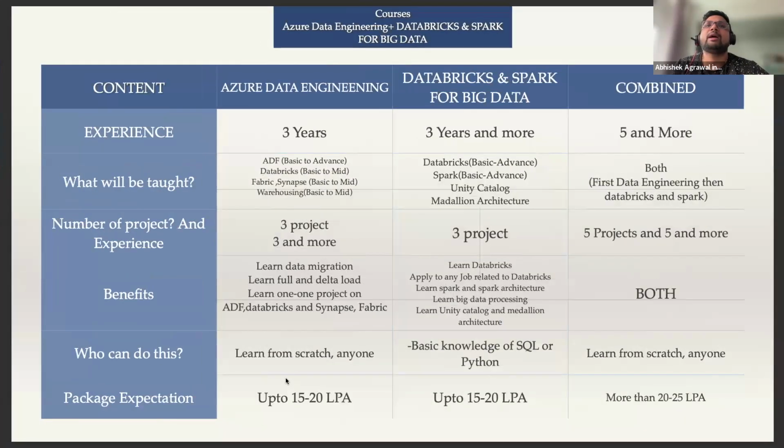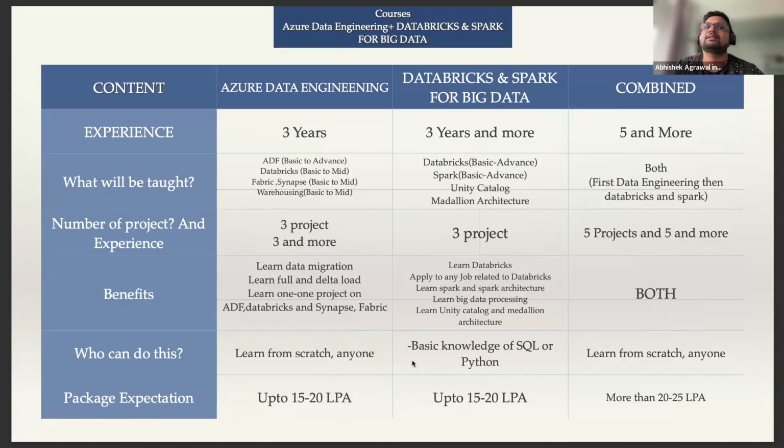All right, so now the benefit is data migration, full load, delta load, one-to-one project, ADF, Databricks, Synapse Analytics, Fabric. And then in Databricks, we learn about Databricks Spark architecture, Unity Catalog, Medallion architecture, and in combined, we learn both. The prerequisite for data engineering is nothing. The basics of SQL and Python are required for this. Combined courses learn from scratch. Anybody can do this, right?